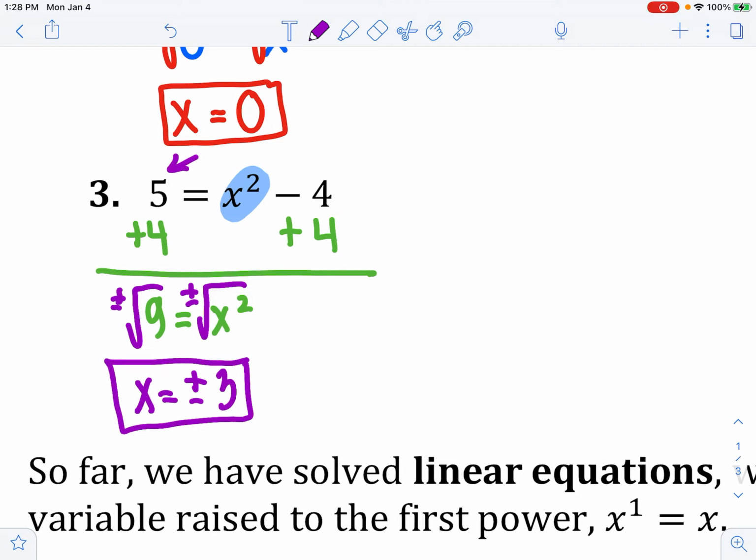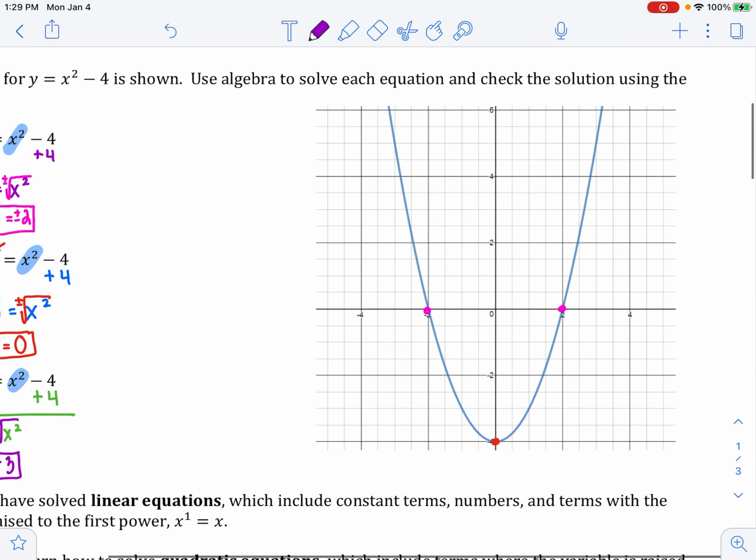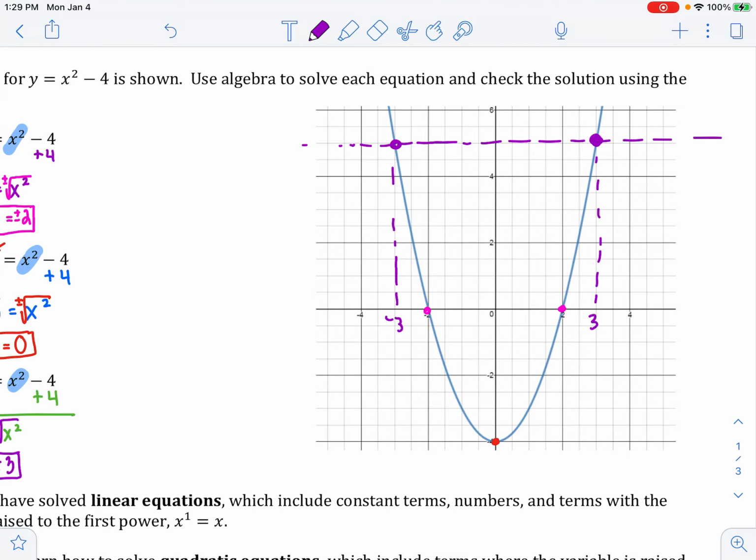So this is saying when y is negative 5, or sorry, when y is 5, what is x? So let's look to see when y is 5. Y is 5 right here, right? So if you look to see what x is, this is negative 3, and this right here is positive 3. So that's right.